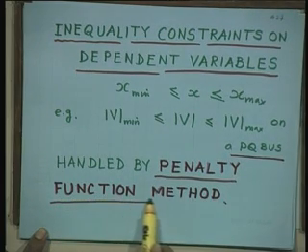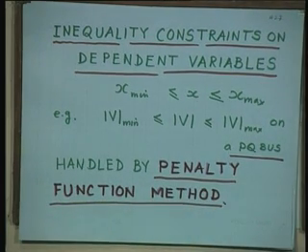Now, in this class I cannot talk about all the different ways, but the best way to handle inequality constraints on dependent variables is by using penalty function method. Now, what is a penalty function method? That means I am treating them as a soft constraint. It is not like gate opening. You cannot open the gate beyond limit. Okay? It is a soft constraint.